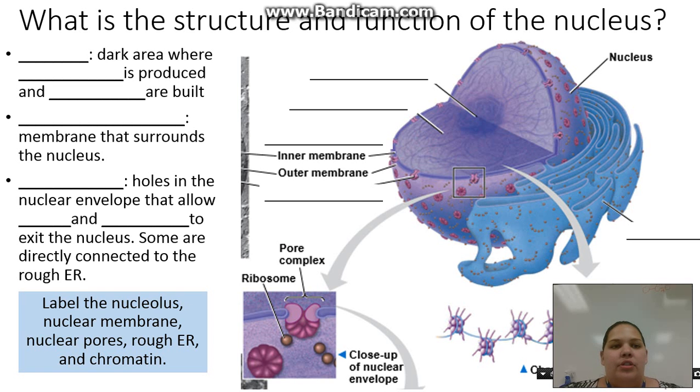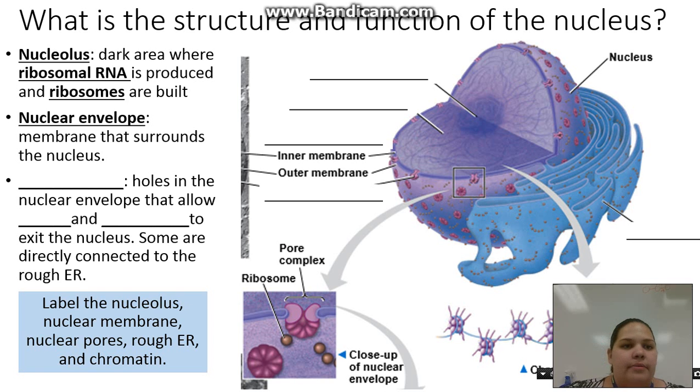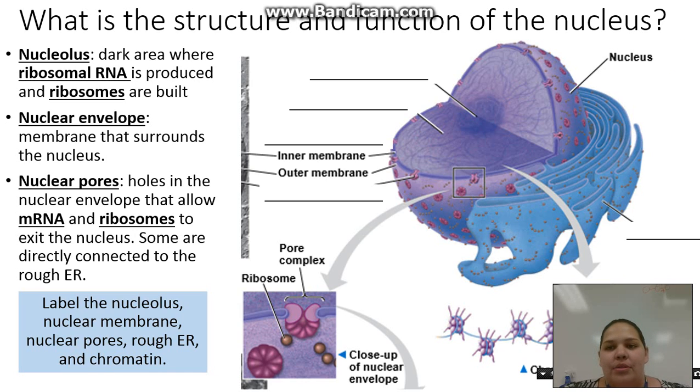What's the structure and function of the nucleus? Well, the nucleolus is the dark area where ribosomal RNA is produced and ribosomes are built. So the nuclear envelope is going to surround the nucleus, and then you have these purple little holes that are nuclear pores that allow RNA and ribosomes to exit the nucleus. And some are directly connected to the rough ER, just as you can see right here.